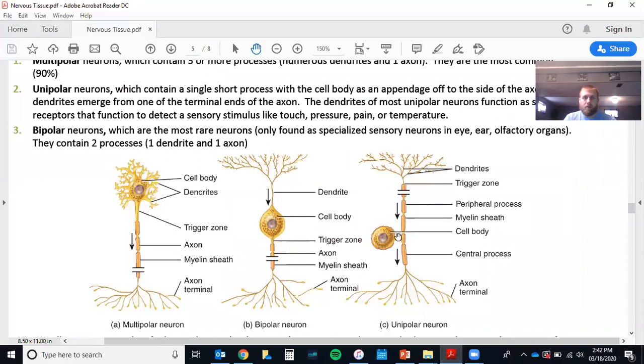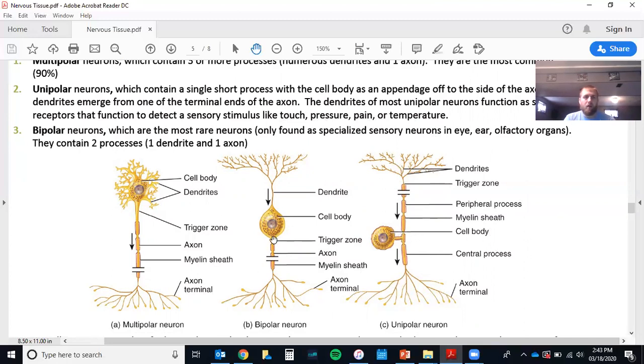Unipolar neurons, I'll talk about those here on the right. Uni means one, the cell body's off to the side. There's one extension connected to it, one extension that then forks to go to the dendrites on one side and the axon terminals on the other. These are the ones that are going to carry signals into our brain and spinal cord for sensations like touch, pressure, pain, temperature.